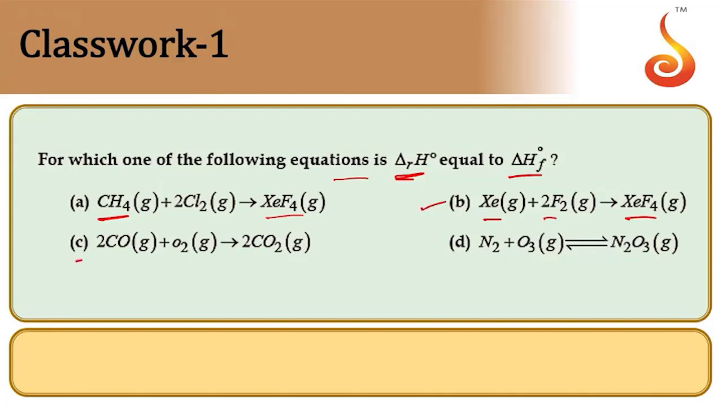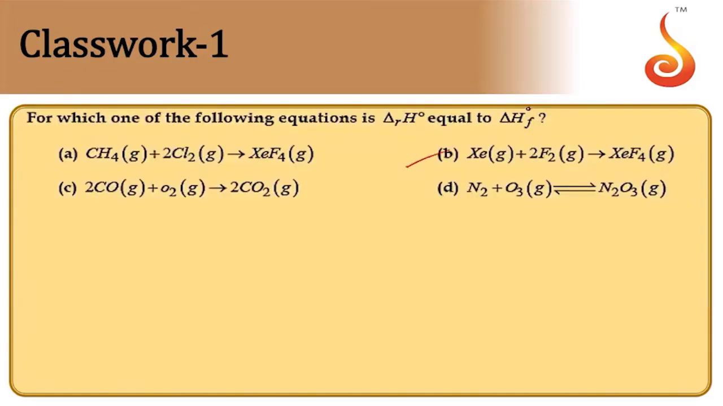When you go to option C, it is not the element. 1 mole of compound CO2 must form from constituent elements only, and it is not an element here. In the case of N2O3 also, O3 is not the element; oxygen is the element, O2 must be the element. Therefore, heat of formation stands for 1 mole of a compound forming from constituent elements only. Then only can we take it as heat of formation. So, option B is correct.